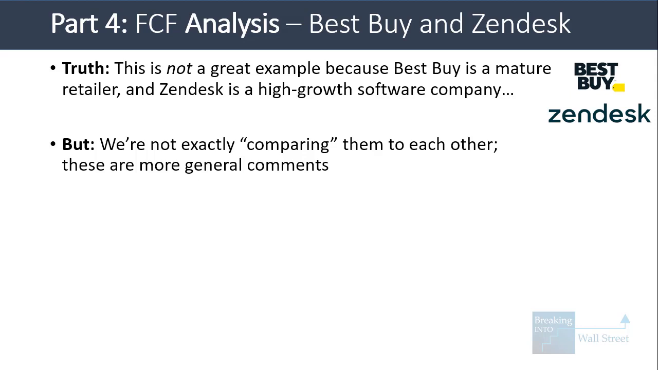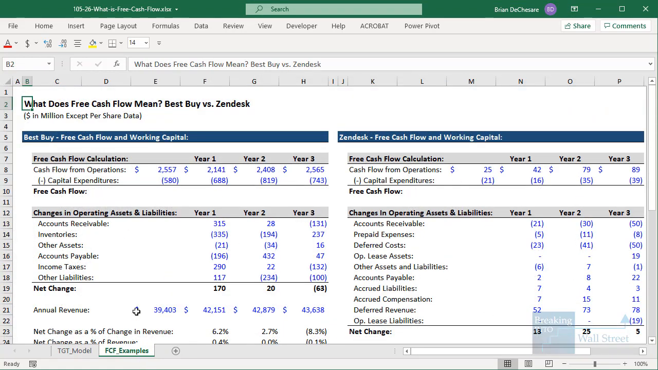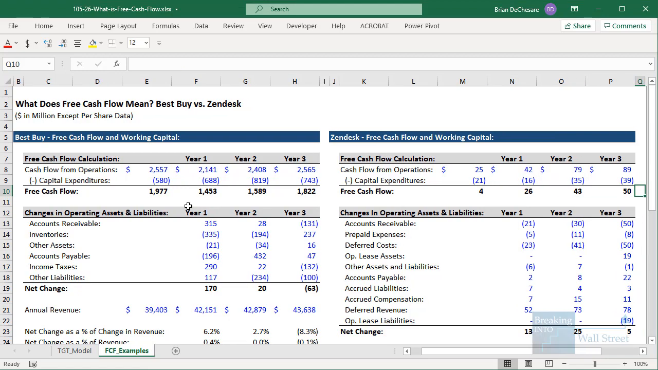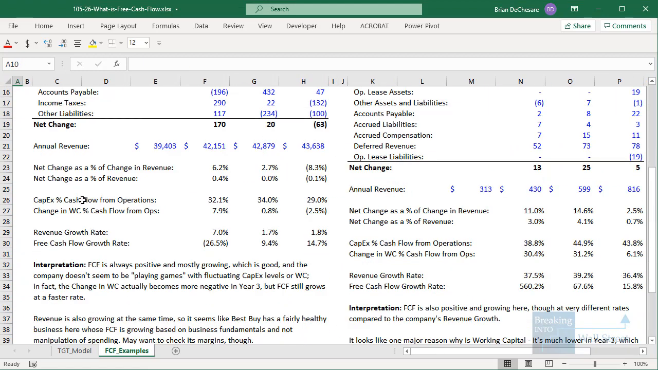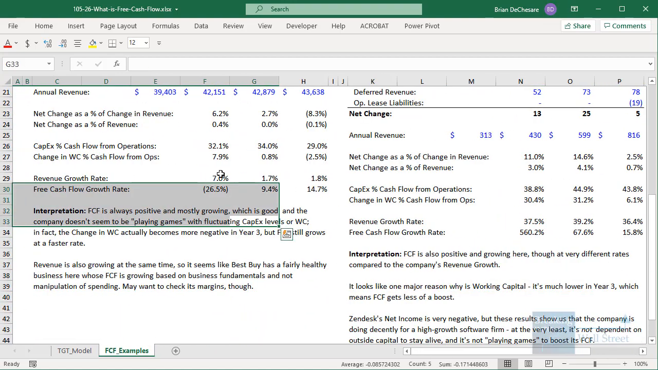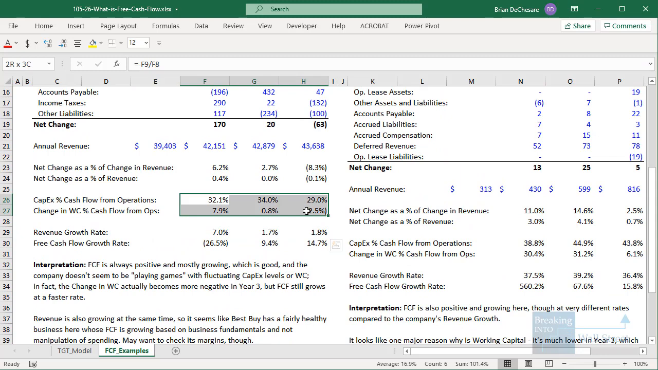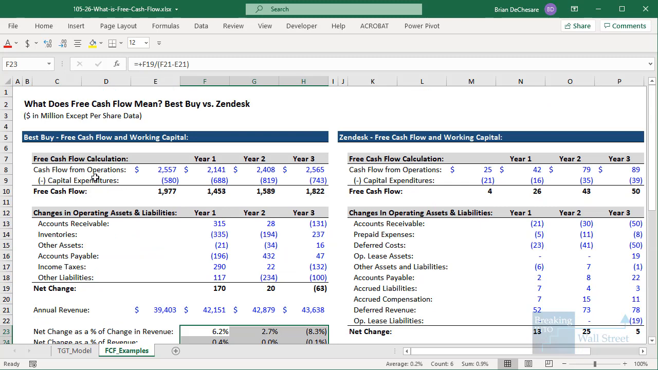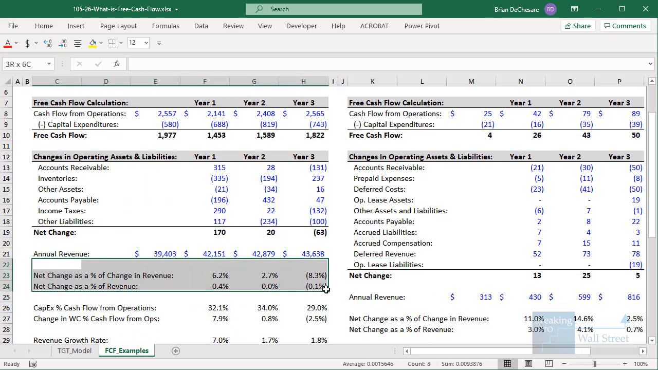So let's go over to our Excel file once again and go over to the FCF examples tab. And I will go here and calculate free cash flow for these companies. And then let's do the same thing here. And then down here, I have some metrics. We have the free cash flow growth rate for Best Buy. We have it for Zendesk. And we also have right above this the revenue growth rate. We also look at items like capital expenditures as a percent of cash flow from operations.